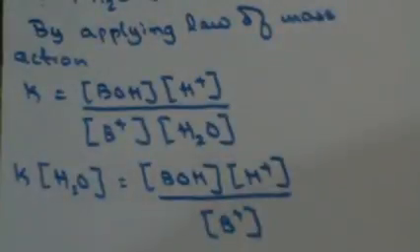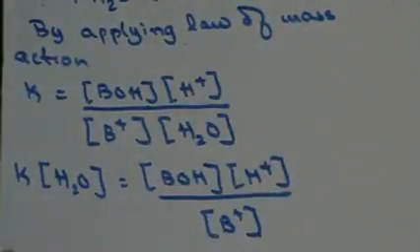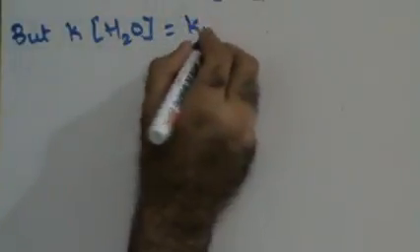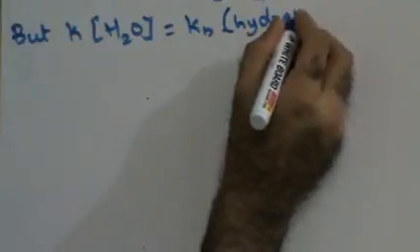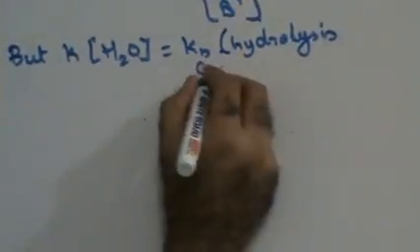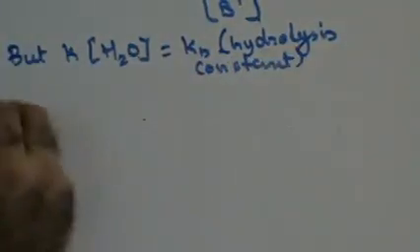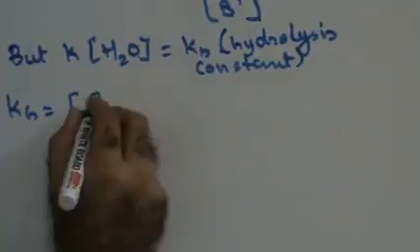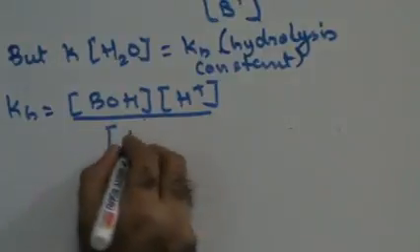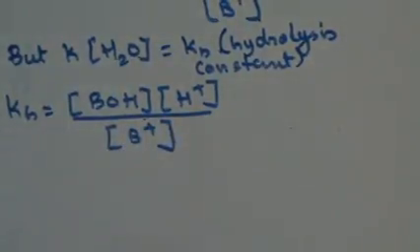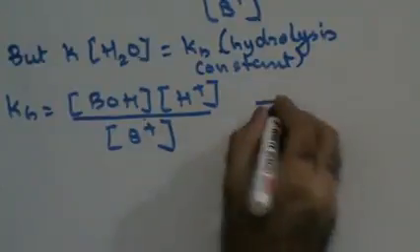Right? But K into active mass of H2O will give you KH, which is your hydrolysis constant. Therefore, I can say that hydrolysis constant for this equation is going to be BOH into H plus upon B plus. Right? Once I have this, call this as equation 1.